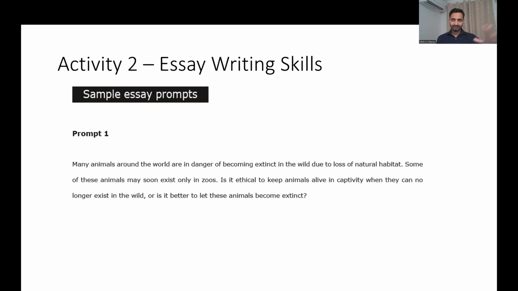So looking at this prompt, we need to understand what our topic is, right? Many animals around the world are in danger of becoming extinct in the wild due to loss of natural habitat. You want to paraphrase this background information, and you want to start your first paragraph, your topic sentence, by paraphrasing this question, right? Some of these animals may soon exist only in zoos. Is it ethical to keep animals alive in captivity when they can no longer exist in the wild? Or is it better to let these animals become extinct?